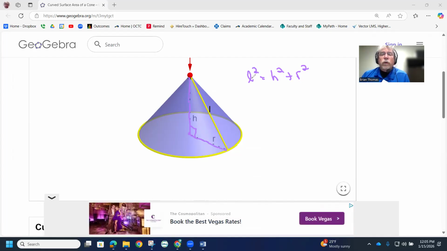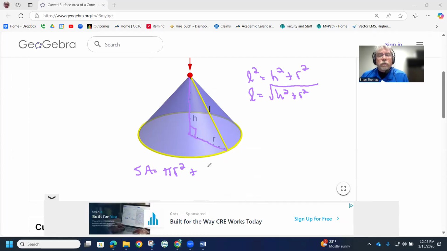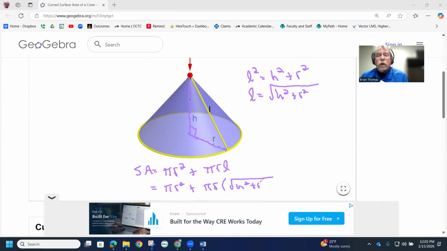But to get L by itself, we would have to take the square root of both sides. So the slant height would be the square root of h squared plus r squared. So in our formula, we said that the surface area was pi r squared, plus then to find that lateral face, it was pi r times L. But we can modify this to be pi r squared plus pi r. Instead of L, we can write times the square root of h squared plus r squared.